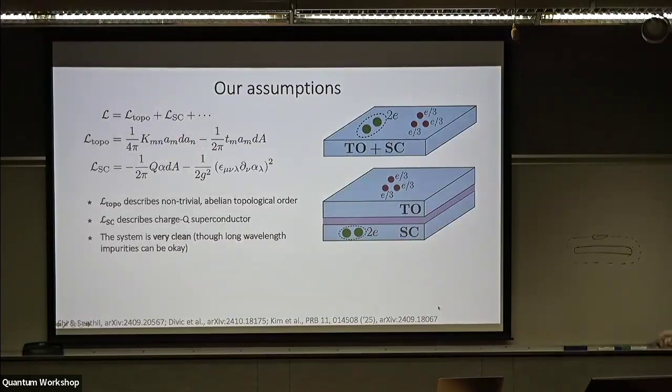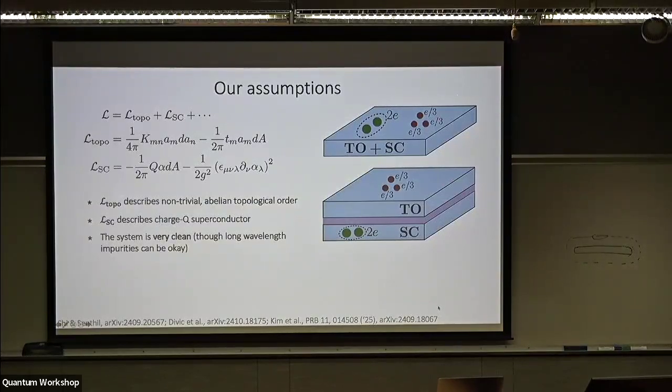I'm also going to assume that this is a pretty clean system. Makes sense. I don't want things to localize, although it's not strict. You could have some long wavelength impurities present. And so based on this, I'm sort of saying that these things exist within a single system. That's sort of the primary motivation. You sort of have these two separate sectors, a topological sector and a superconducting sector.